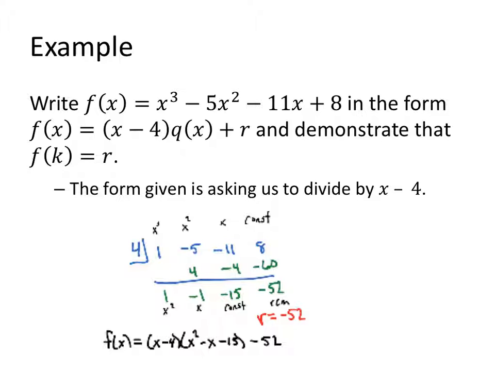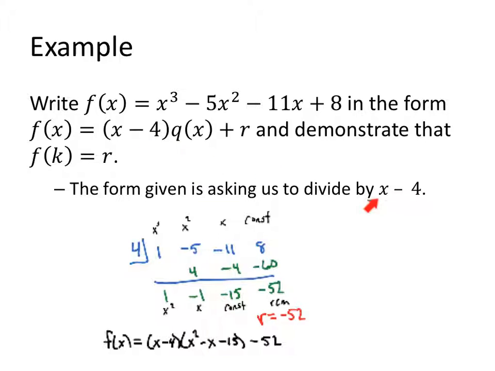So let's write f of x, which is equal to x cubed minus 5x squared minus 11x plus 8, in the form of x minus 4 times some quotient with a remainder. And then we're going to demonstrate that f of k equals r. Now, it doesn't tell us what k is, but remember, the form itself is asking us to divide by x minus 4. It's telling us what our divisor is.